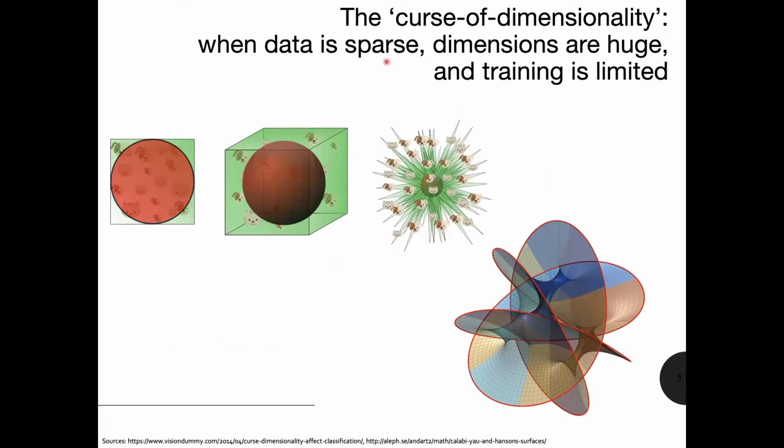Especially when the data is sparse, training is limited and dimensions are huge, we end up in a problem called the curse of dimensionality. With too many dimensions, it is basically impossible to converge to any meaningful solution.